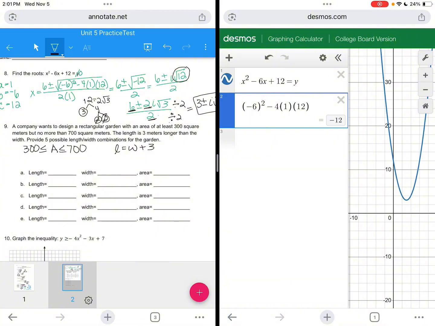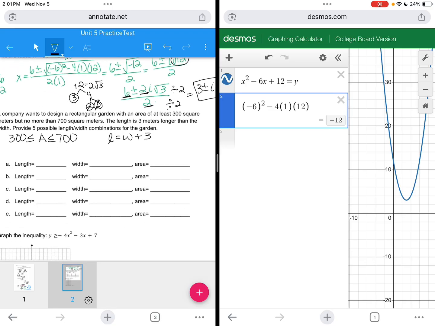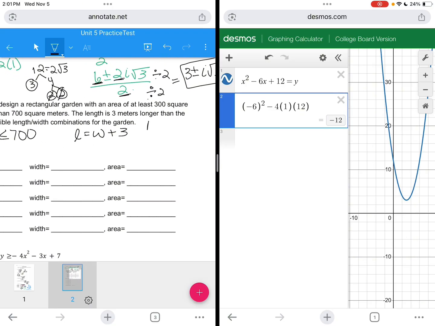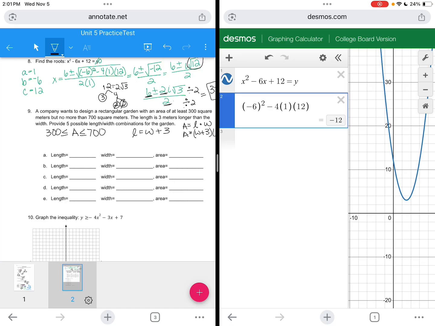So we have 2 ways to do this. You could definitely guess and check for this one. I'm going to show you how to do that in a second. But we also know that the area would just be the length times the width. And we already know that the length is just the width plus 3, times the width. So if you're going to solve an inequality, it would look like this.